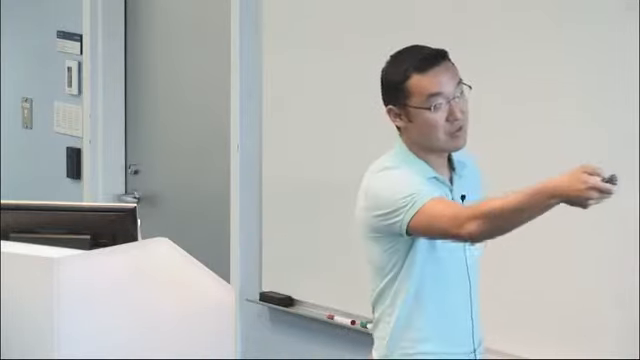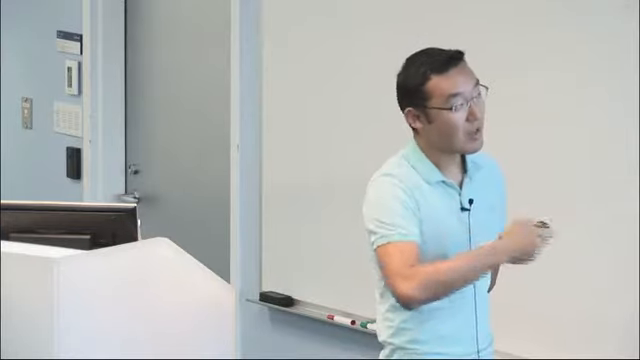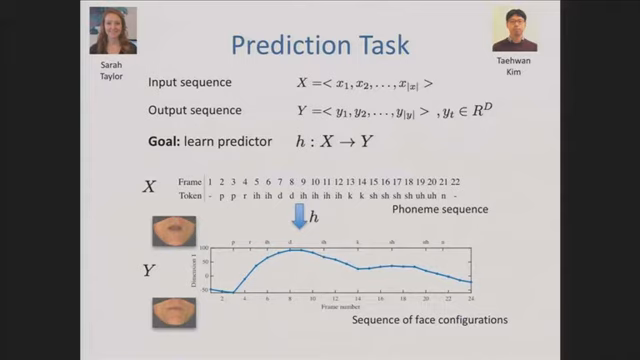So the input is a sequence of, let's say, phones. And the goal is to predict a sequence of parameterizations of a face model. And so each Y here is, in our case, 30 to 100 ish dimensional, so a mouth with 100 degrees of freedom. So D could be like 30 to 100. And the goal is to learn a predictor that maps the sequence of X to the sequence of Y, right? And so here's an example.